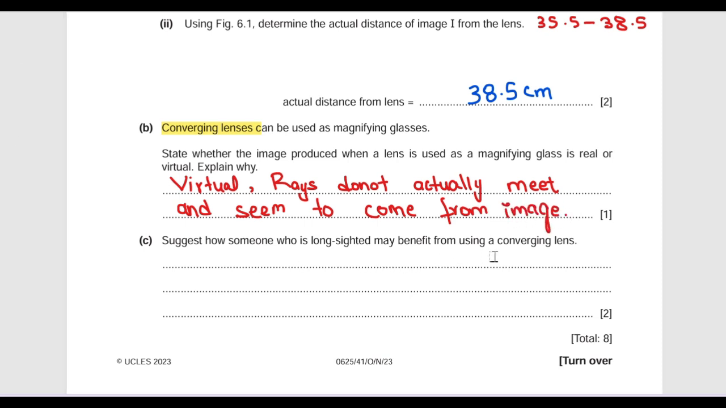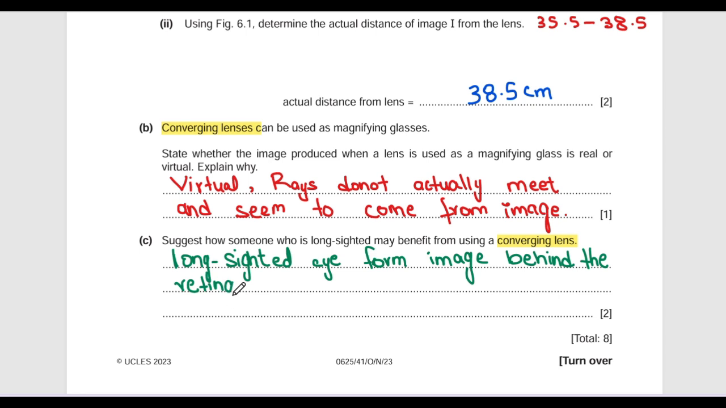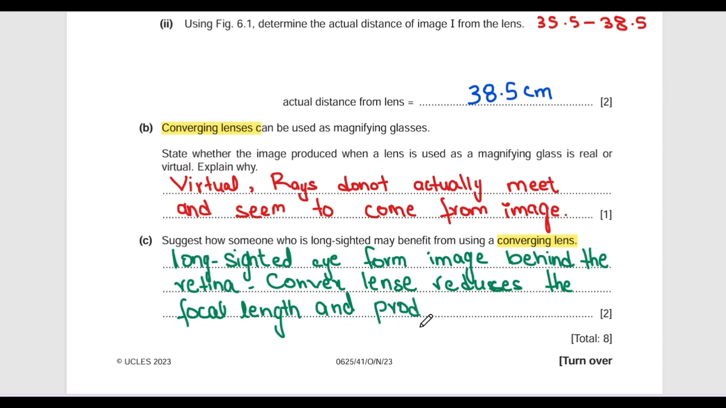C part says suggest how someone who is long-sighted may benefit from a converging lens. So a converging lens is used to treat long-sightedness. In a person suffering from long-sightedness, the image is blurry because it is made behind the retina, and the converging lens reduces the focal length of our eye and helps the image to be produced on the retina.